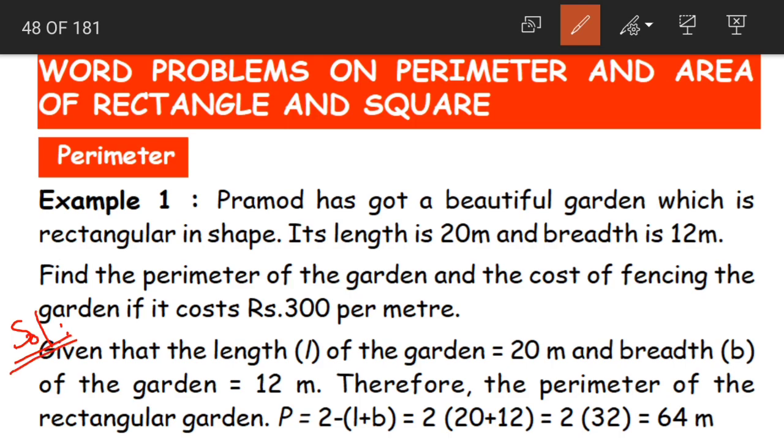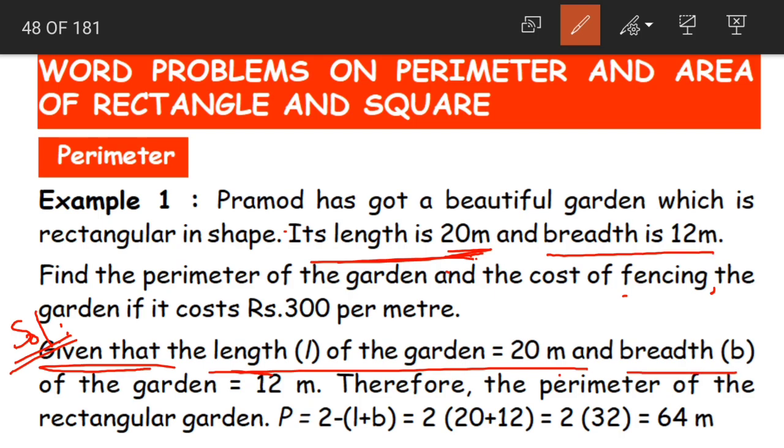Now coming to the solution part, first you have to write whatever information is given in the question. What should you start with? You should start with "given that". What is the information given? First we have length. Given that length of the garden is equal to 20 meters. Then we have breadth. Breadth of the garden is equal to 12 meters. Yes, we have the length and the breadth given.